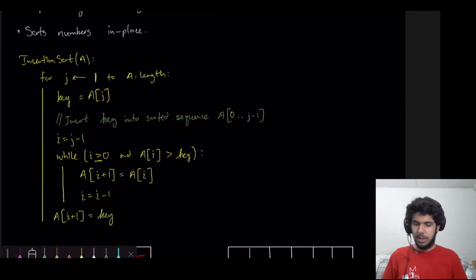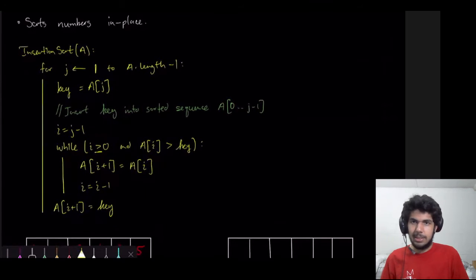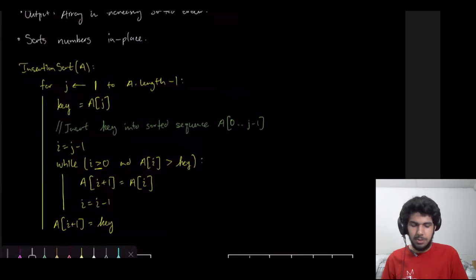So insertion sort on A. We start with a for loop that goes from index 1 to the length of the array. I guess we'll do up until the length of the array minus 1. So we'll assume 0 indexing, which means the first element of the array is at index 0. So we're going to start at 1 and go to the length minus 1, which would be the last element of our array.